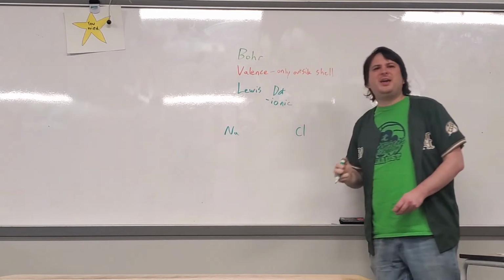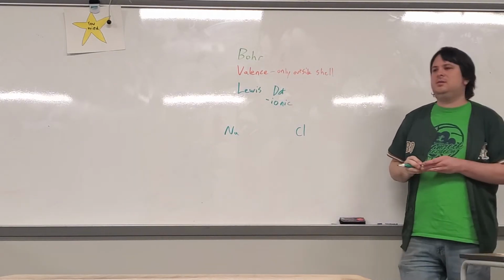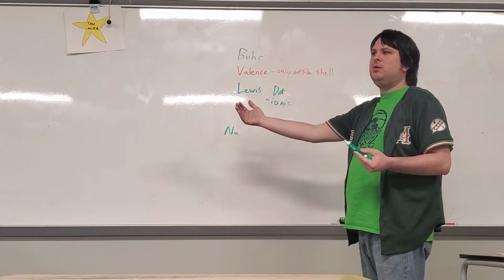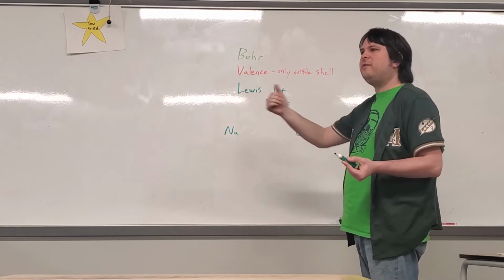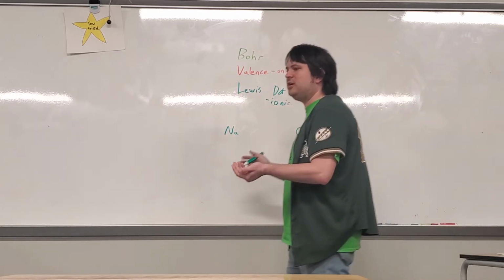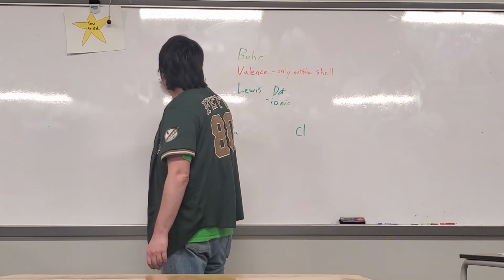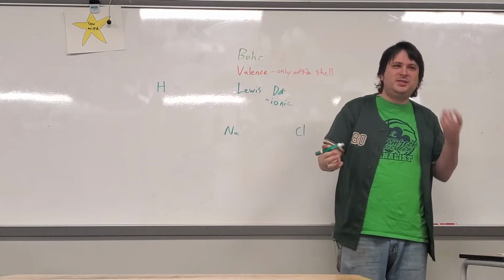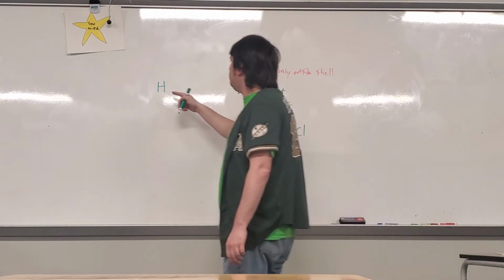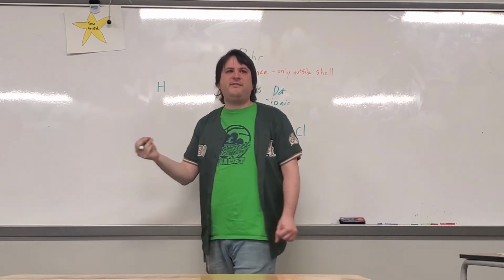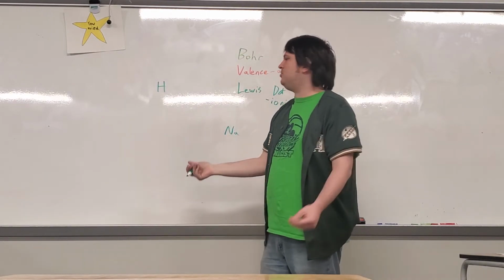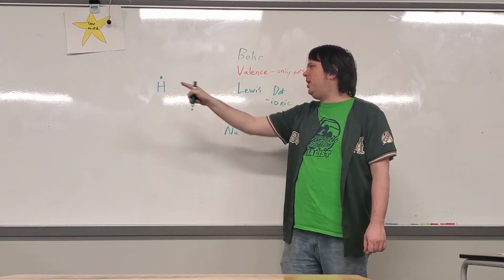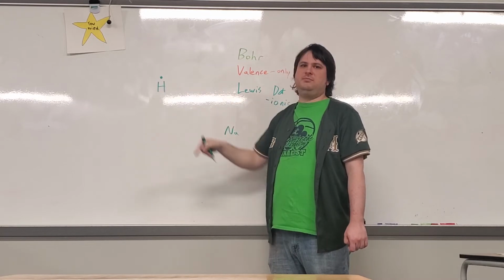I-O-N-I-C. That means we make ions. Ions are anything that has more protons than electrons or fewer protons than electrons. So for an example, if you have hydrogen, hydrogen wants to get to either 0 or 2. It wants to either have a full shell or no electrons. Since it starts with 1, this would be just neutral hydrogen: 1 electron and 1 proton.